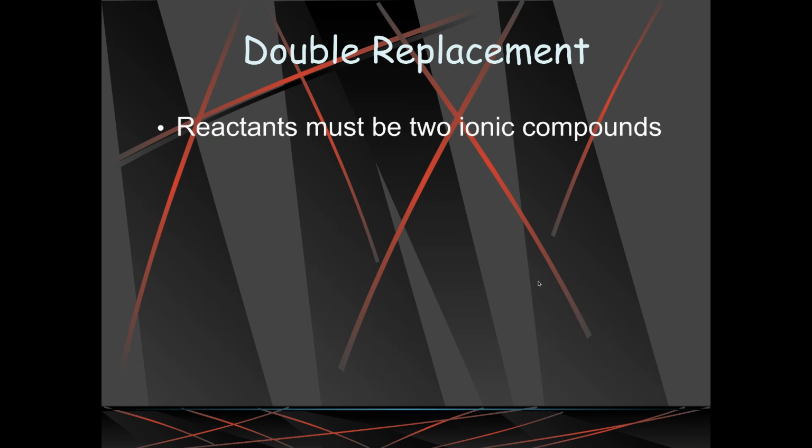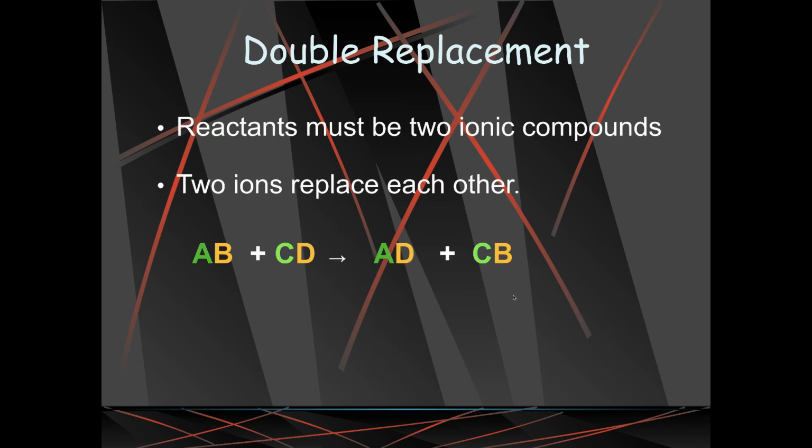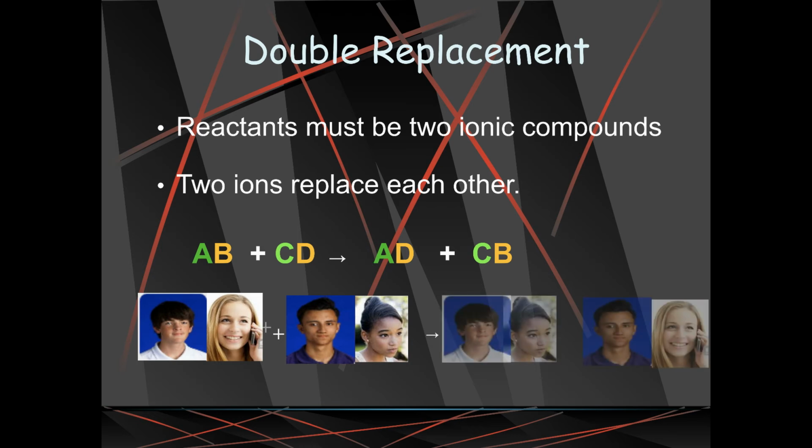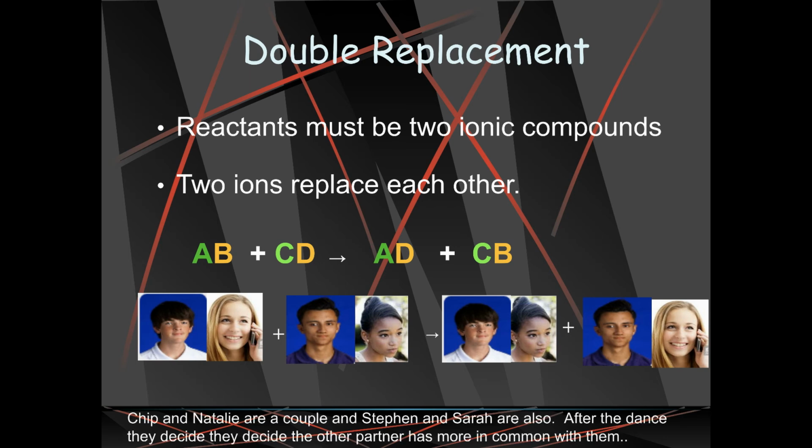Double replacement will be two ionic compounds, so it'll look much more complex. So we have a cation, anion, cation, anion, and they do the switch. A good analogy would be Chip and Natalie go to the dance, and Stephen and Sarah go to the dance together. And by the end of the evening, they've decided that they prefer the other partner's company. So they did the switch where we're pairing up still male with female, just like we would pair up cation with anion. That's why that's a good analogy.